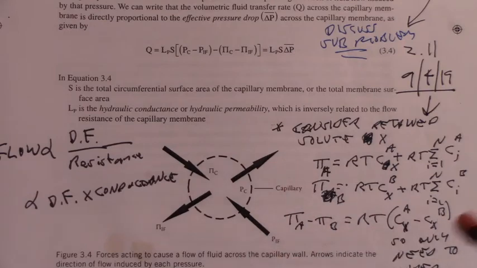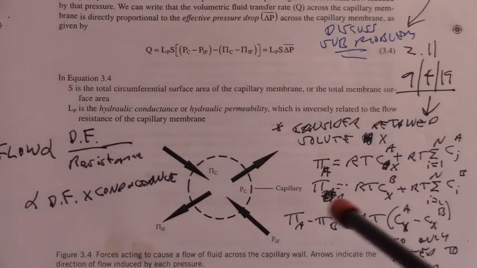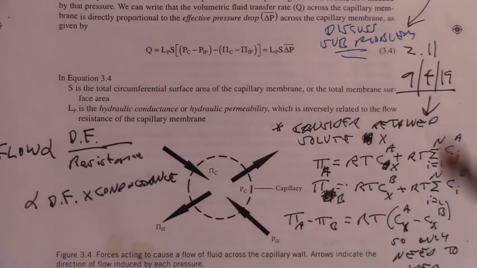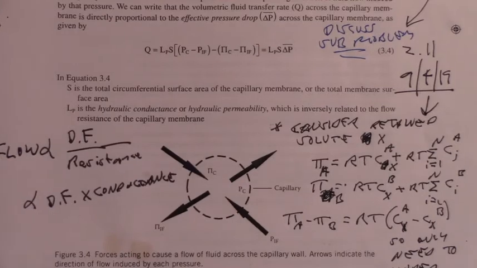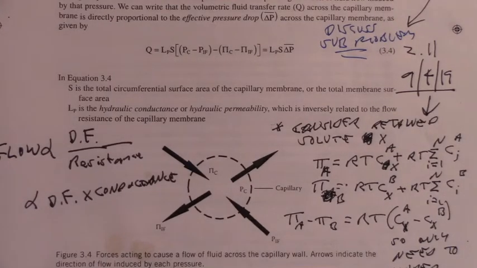So this shows us then that when we're talking about transport across a membrane, when we calculate the osmotic pressure difference, we only have to focus on the solutes that are retained in our calculation. Kind of a subtle fact, but it's important to understand that.